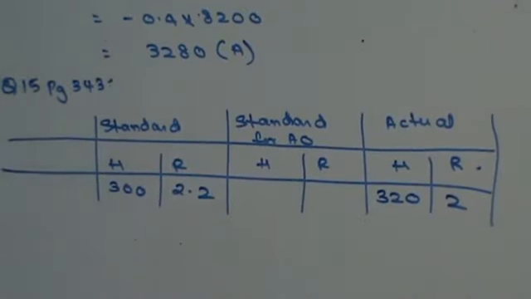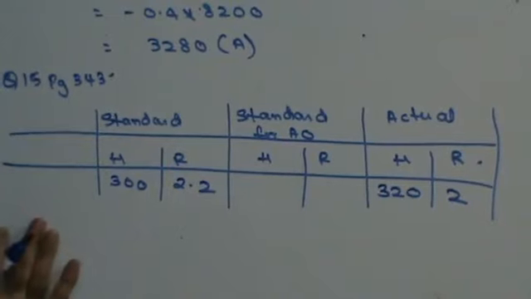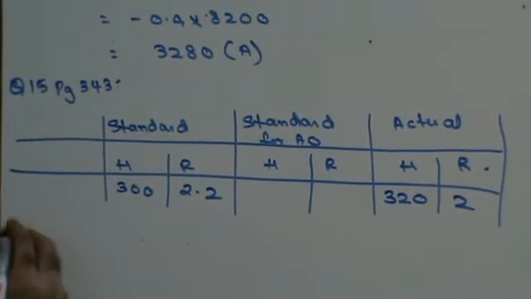Exact replica of the previous sum. The entire data is given to you. All you have to do is substitute the three formulas and get the answers. Right? You should be able to do the sum. Now the remaining sums, I'm only going to make the table. I want you all to do the substitution and get the answer.